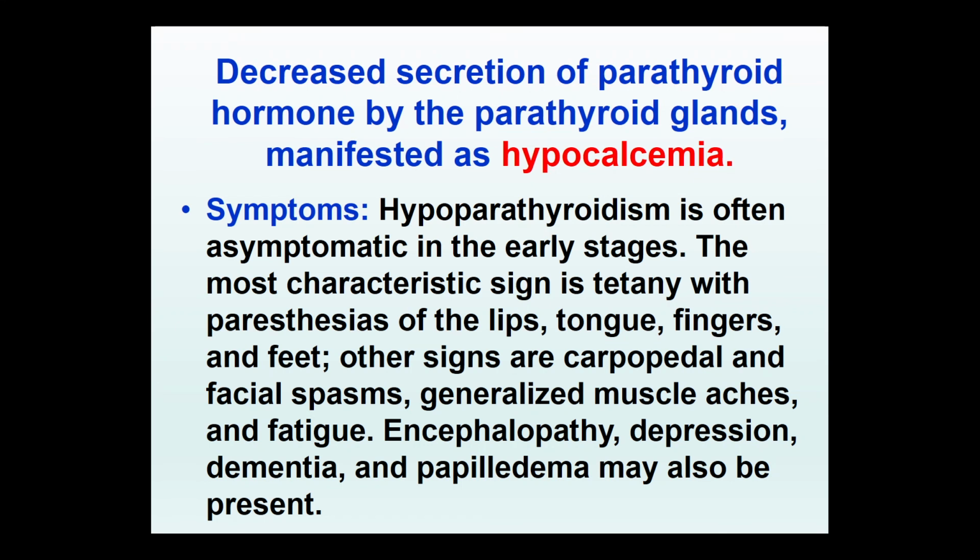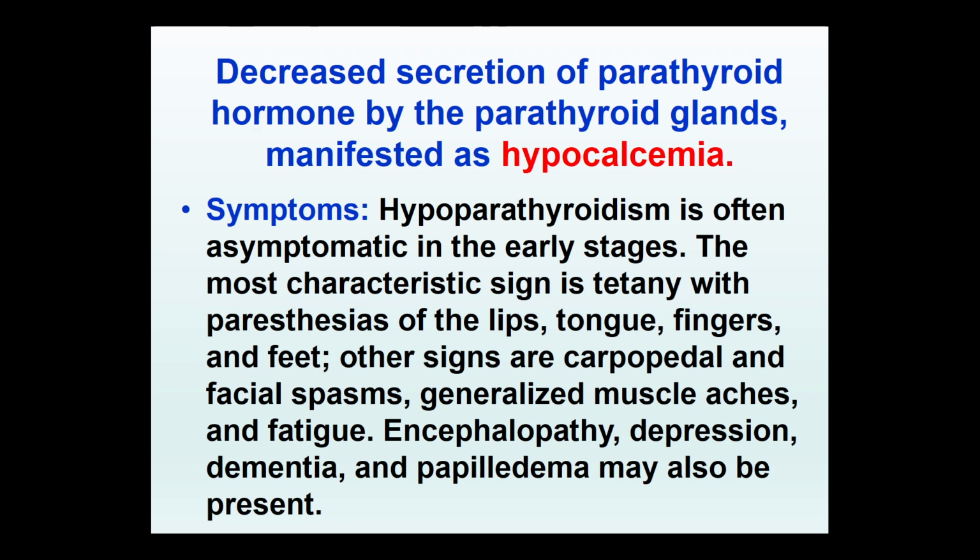What causes abnormal production of parathyroid hormone? The cause is usually unintentional damage to or removal of the parathyroid glands during thyroidectomy. There is a very rare idiopathic form in which the parathyroid glands are absent or atrophied. What are the symptoms of this abnormal situation? There may be two variants.